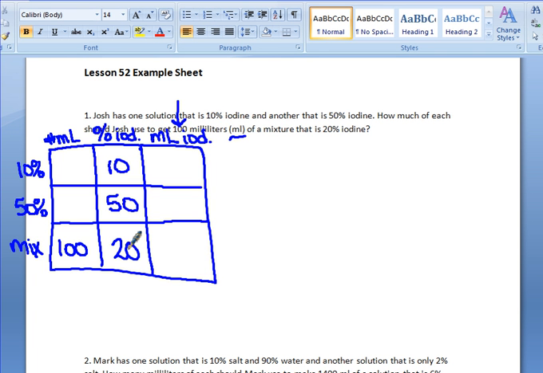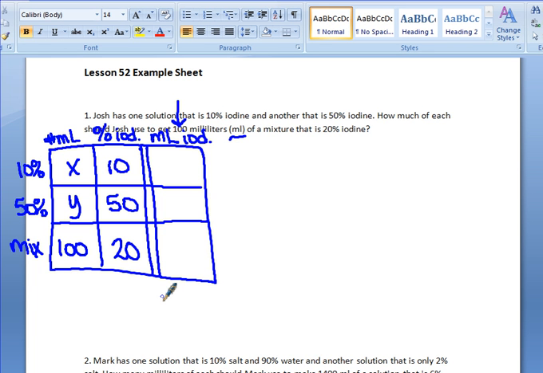Now we're going to use step 3. We're going to place some variables in the chart. What are we looking for? The question says how much of each. So we're looking for the number of milliliters for the 10% and the number of milliliters for the 50%. Since they don't say anything about them being the same, we're going to call them by different names. I'm going to call one X and one Y. Now that I've filled in my variables, I'm going to complete the chart and total my columns.